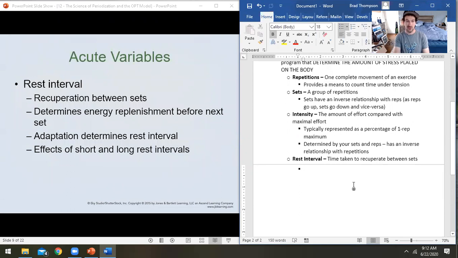I'm definitely guilty of that. Sometimes I try to shorten my rest and then I end up hurting myself in the long run because I'm not actually performing at peak performance, correct?